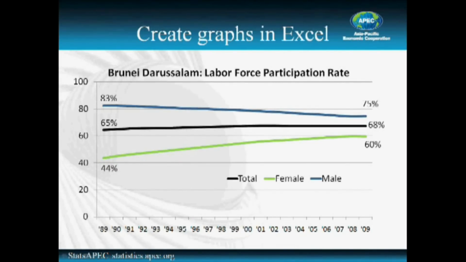StatsAPEC's Export to Excel function also allows you to use Excel's graphing abilities to represent data in a graph. For example, this graph shows that the labour force participation rate of women in Brunei Darussalam has increased substantially between 1989 and 2009. In fact, the percentage change difference of 16% for the female labour force participation rate is the highest among APEC economies over this period. There are several gender disaggregated indicators found in the Key Indicators database. These include life expectancy, education indicators, employment, and of course labour force participation rates.